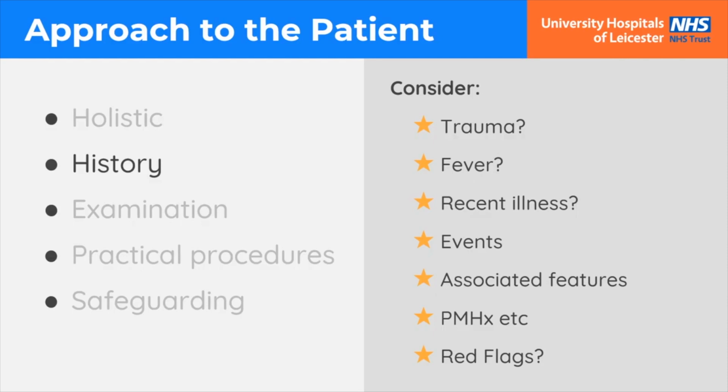Is there a significant past medical history, both of systemic illnesses or of limb and musculoskeletal problems? And always, are there any red flags that might suggest a more serious systemic illness, such as weight loss, easy bruising, lumps and bumps?